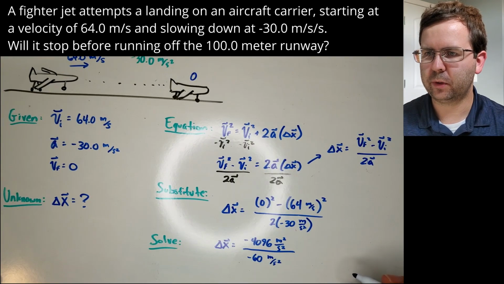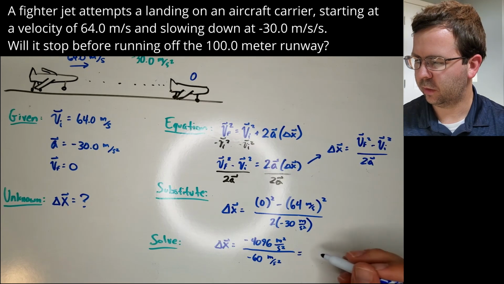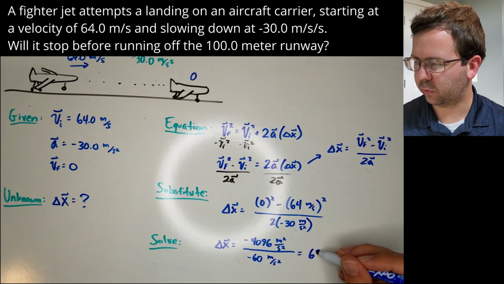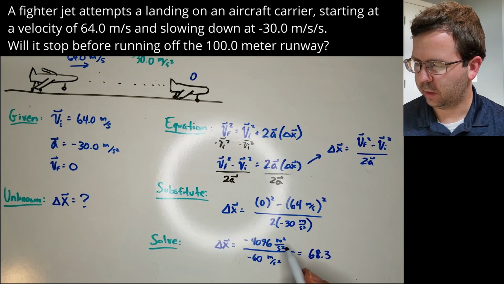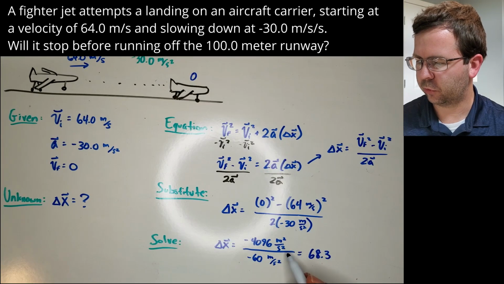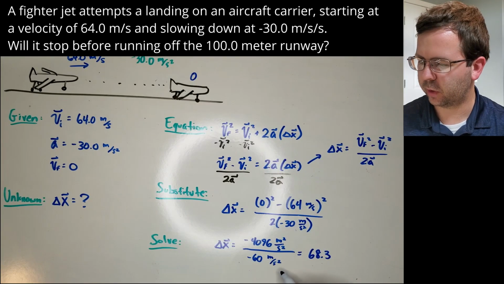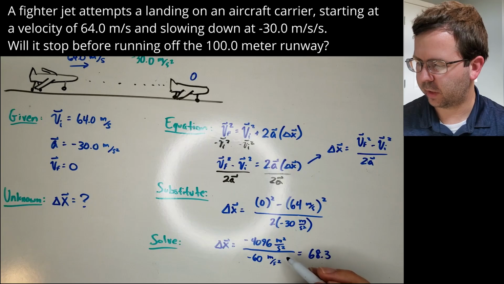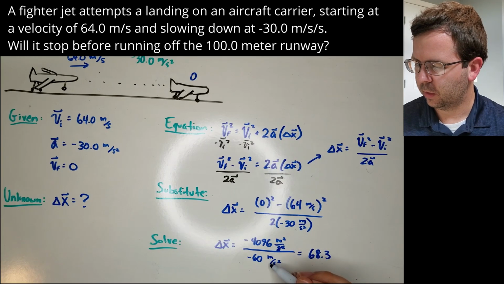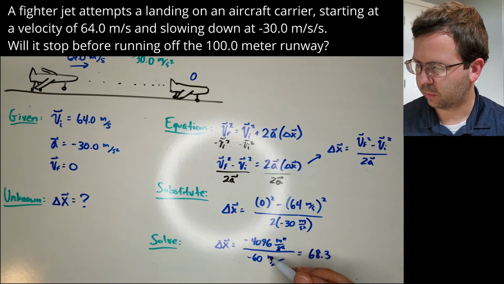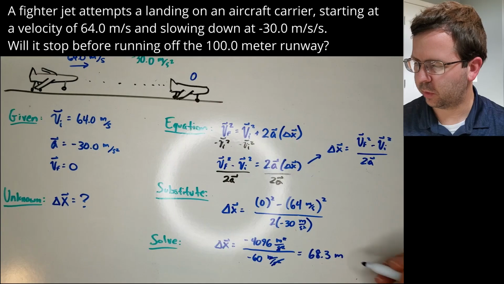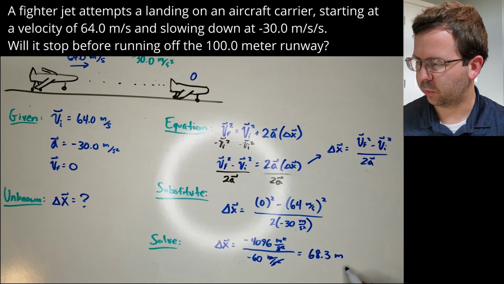So we do the math here and we see that the displacement of the plane is 68.3, and then meters squared per second squared divided by meters per second squared. Almost everything cancels out except for one of the meters on the top here. So 68.3 meters is our displacement of the plane.